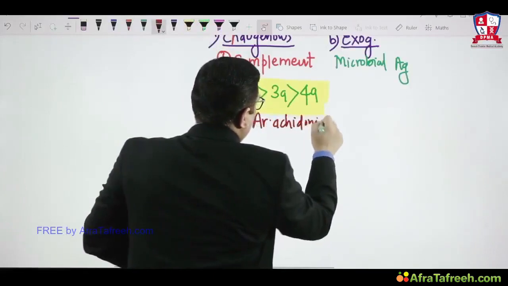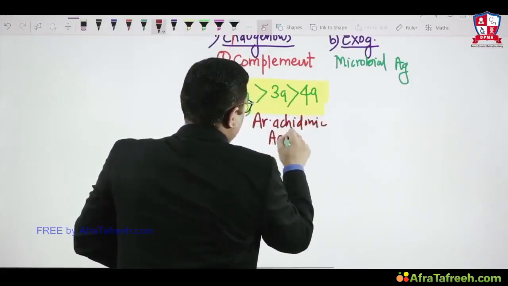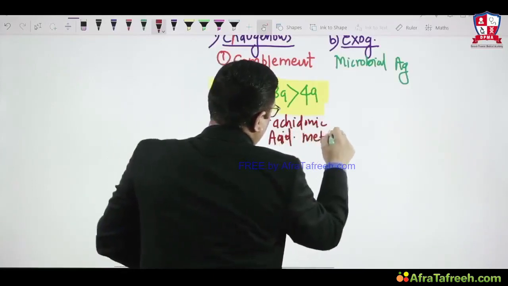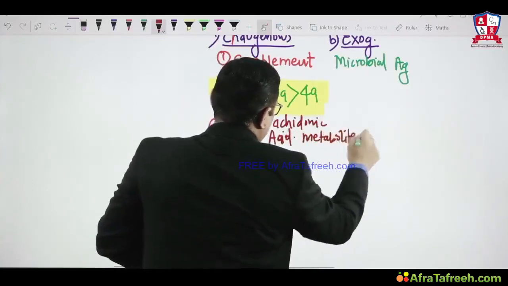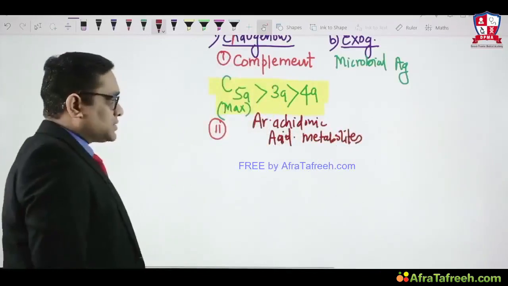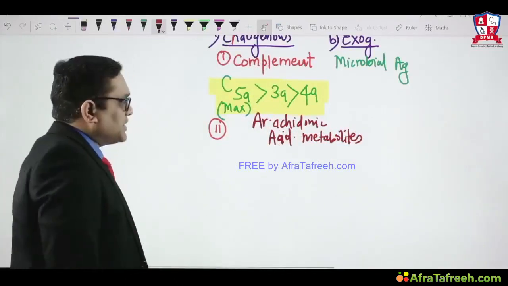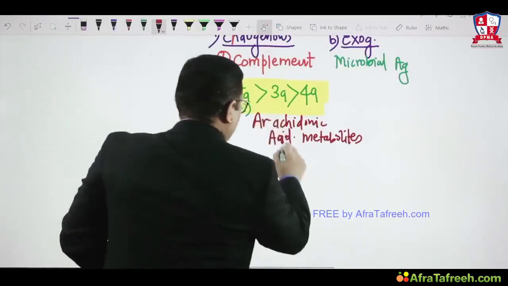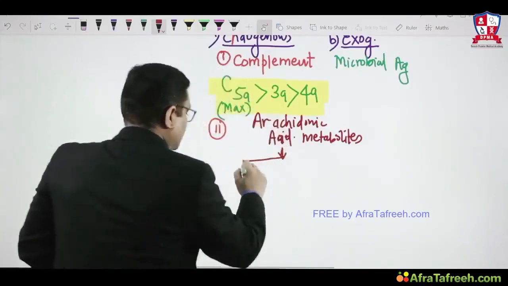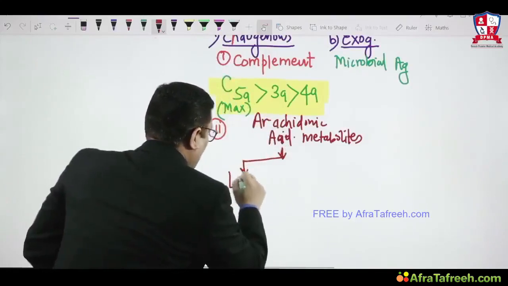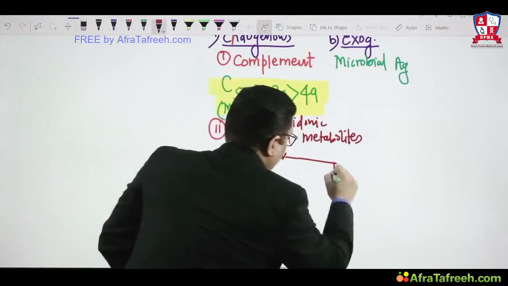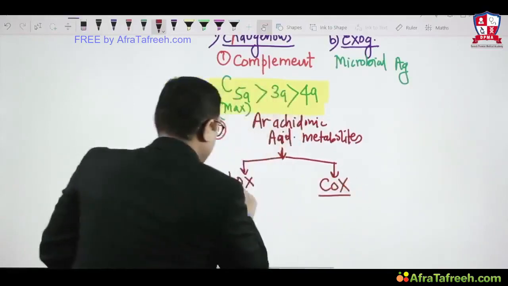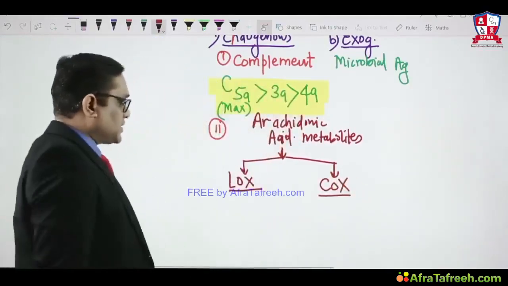We will discuss this in inflammatory mediators. When we discuss inflammatory agents, at that time we will discuss these arachidonic acid metabolites. Arachidonic acid metabolites follow two pathways, right? One is called the lipoxygenase pathway and the second is called the cyclooxygenase pathway, right? So lipoxygenase and cyclooxygenase pathway.